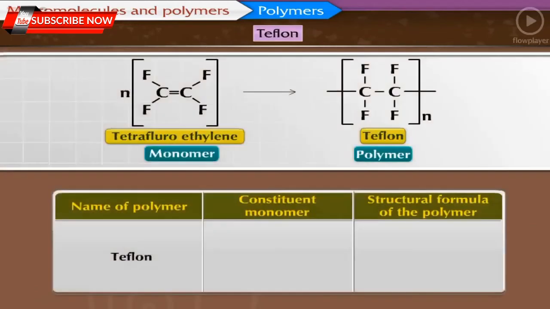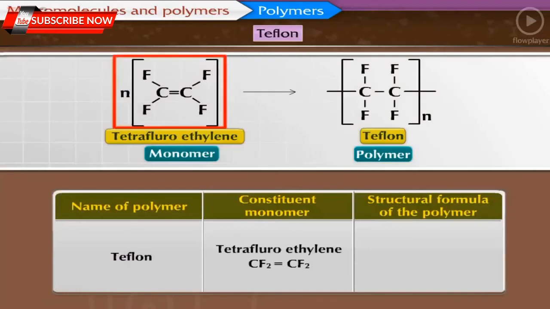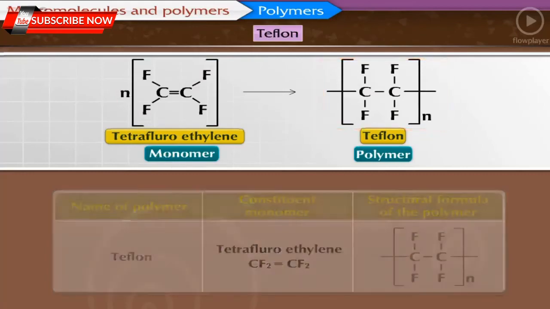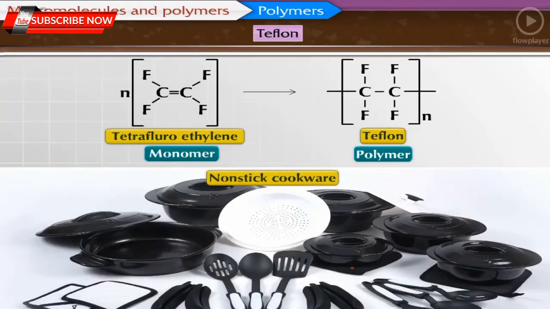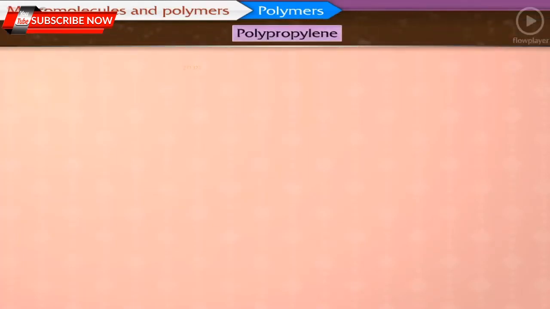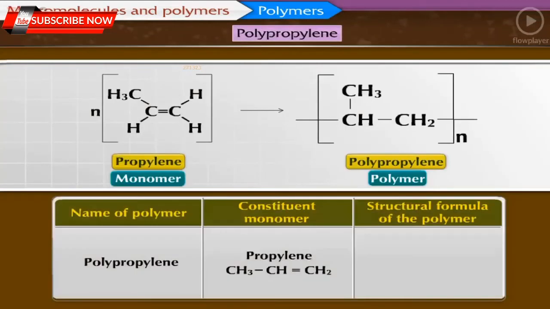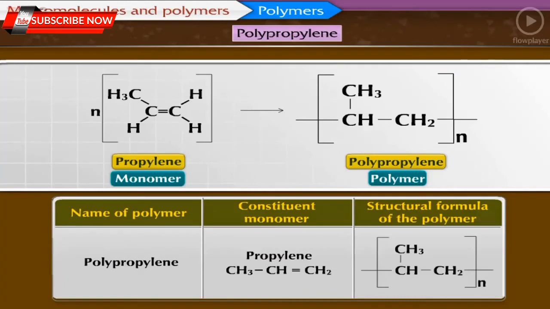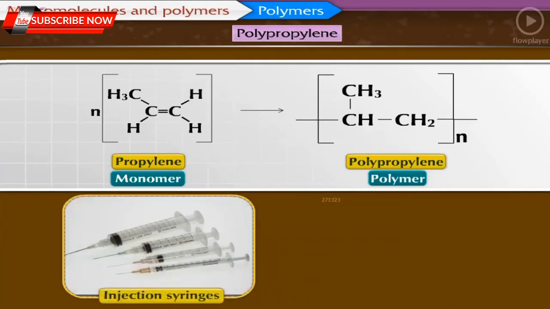Teflon. The monomer unit of this polymer is tetrafluoroethylene CF2=CF2. This is the structural formula of Teflon polymer. It is used to make non-stick cookware. Polypropylene. Propylene CH3CH=CH2 is the monomer unit of this polymer. This is the structural formula of the polymer polypropylene. It is used to make injection syringes and furniture.